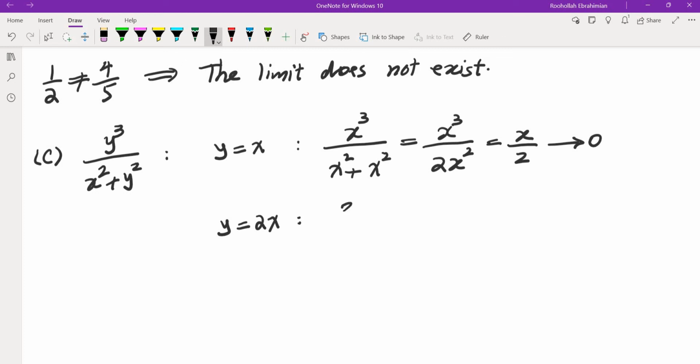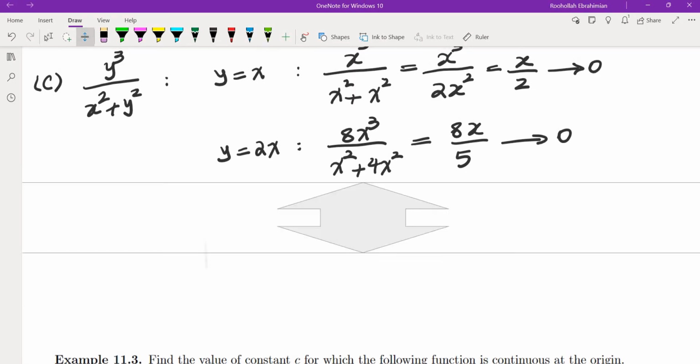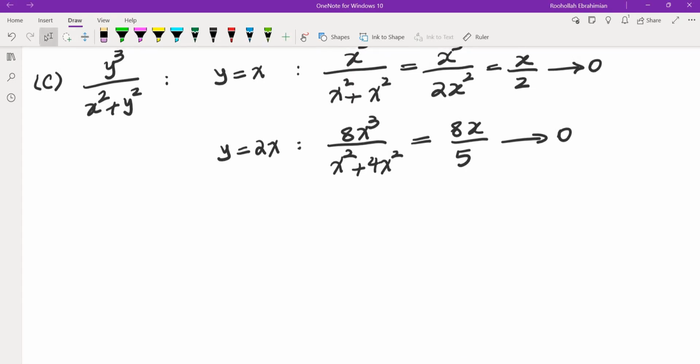That would give us 8x cubed over x squared plus 4x squared, and that would be 8x over 5, and that also approaches 0. So I got the same number along these two lines, but that doesn't tell me anything. So it doesn't tell me that the limit exists. It just tells me that along these two lines we got the same number. Now, is there a possibility that there is another line that gives us a different number?